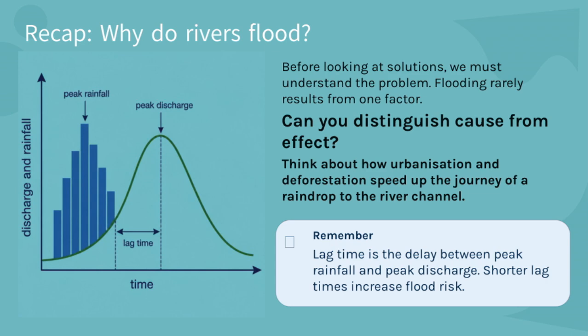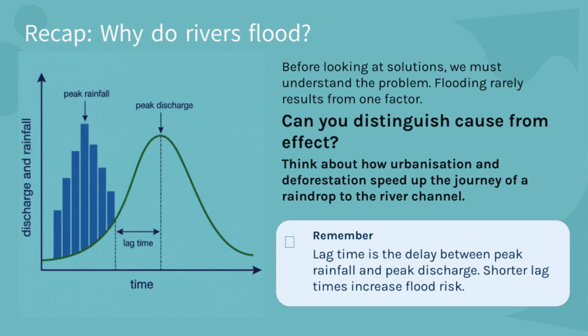A key concept is lag time. Lag time is the delay between peak rainfall and peak discharge. Peak rainfall means the time when rainfall is at its heaviest. Peak discharge means the time when the river reaches its highest flow. If lag time is short, water reaches the river quickly. The river rises rapidly, and flood risk increases.